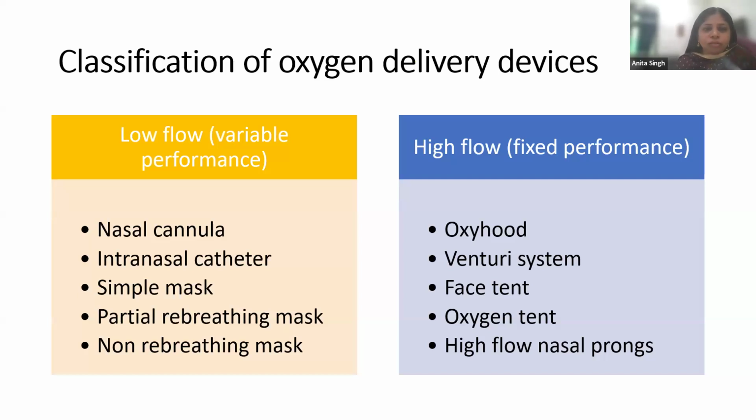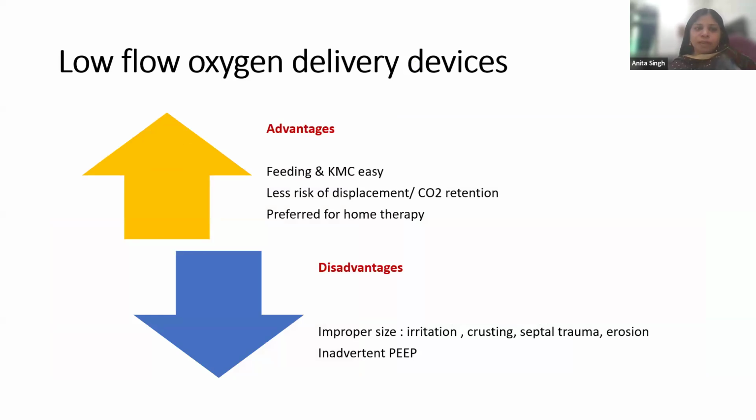So in the case of low flow devices, the important ones are nasal cannula, intranasal catheter, simple face mask, partial rebreathing mask, and non-rebreathing mask. In the high flow devices, we have oxyhood, venturi system, face tent, oxygen tent, and high flow nasal prongs. We will discuss them one by one.